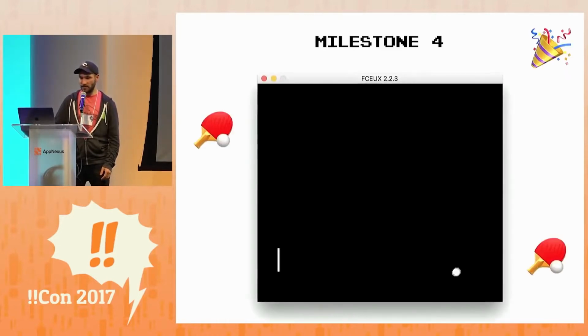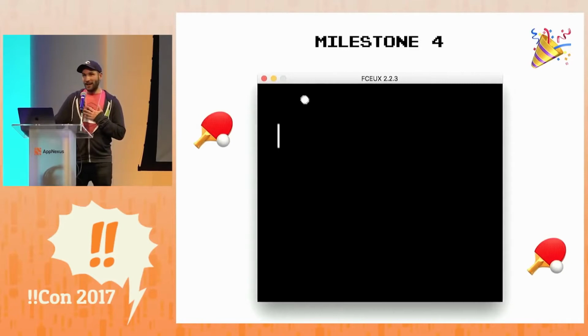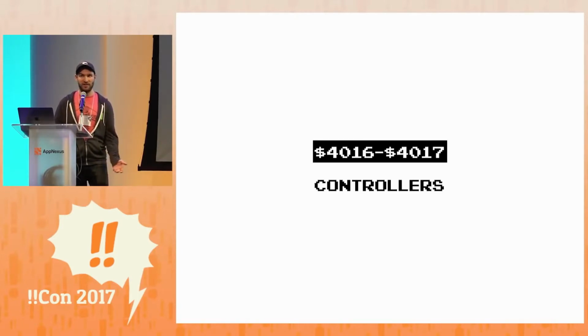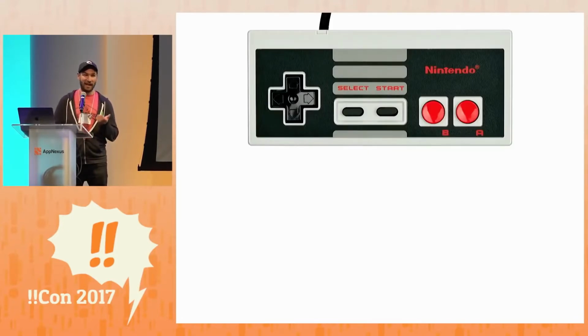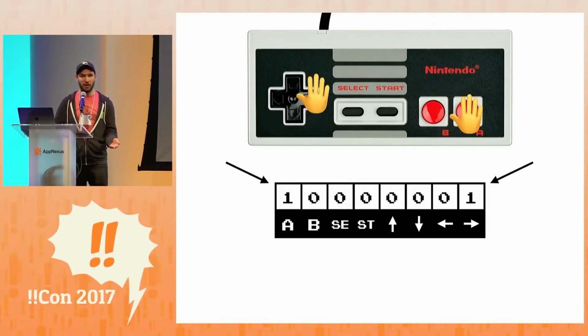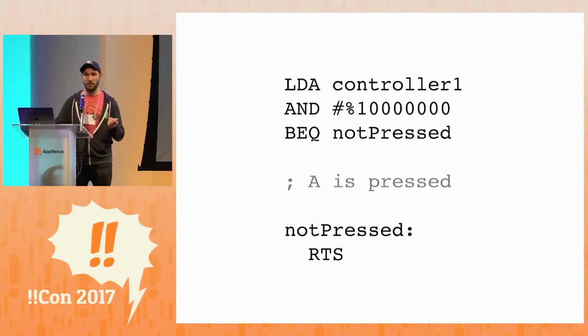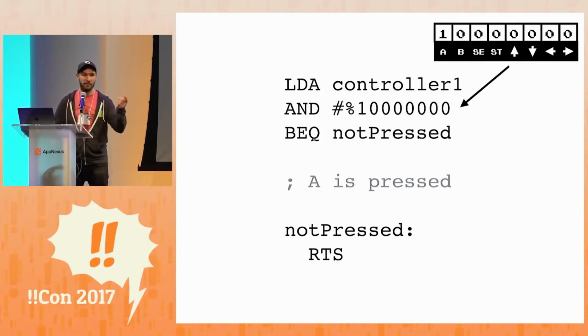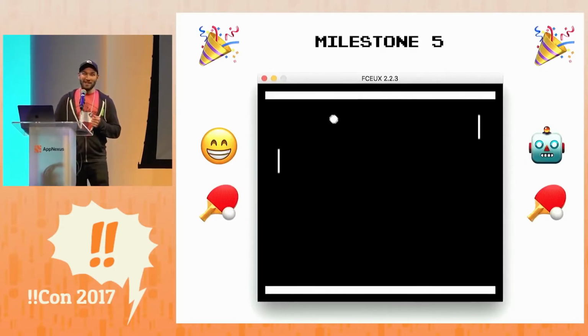So, milestone four. Yes, I learned how to read controller inputs. It turns out controller inputs are just a special memory address that you can read from, which is pretty awesome. And the Nintendo only had 8 possible buttons, which fits really well in a byte. When you press a button, it just toggles a bit, and if you press two buttons, it toggles both bits. So what you can do in assembly is read the right memory location, and then use bitwise operators to see if a button's pressed or not. Pretty cool.